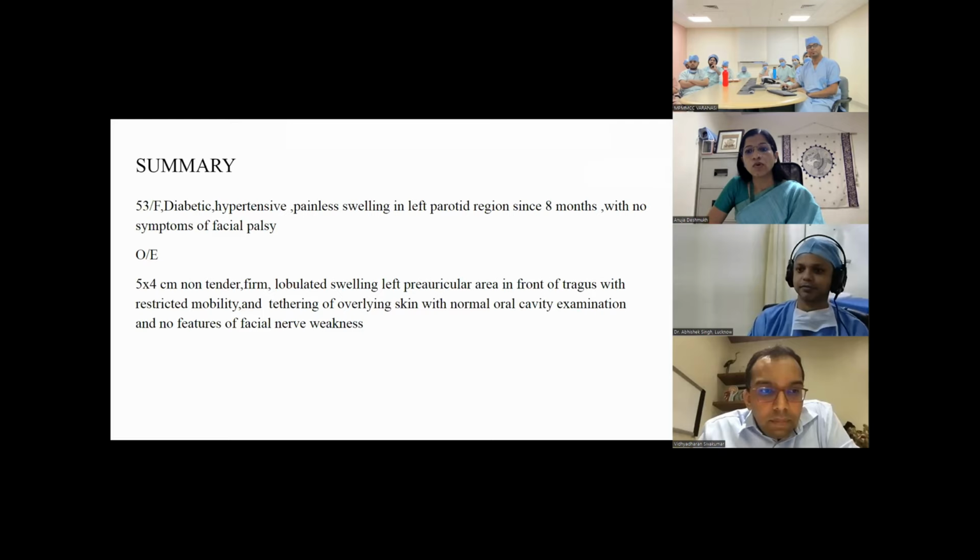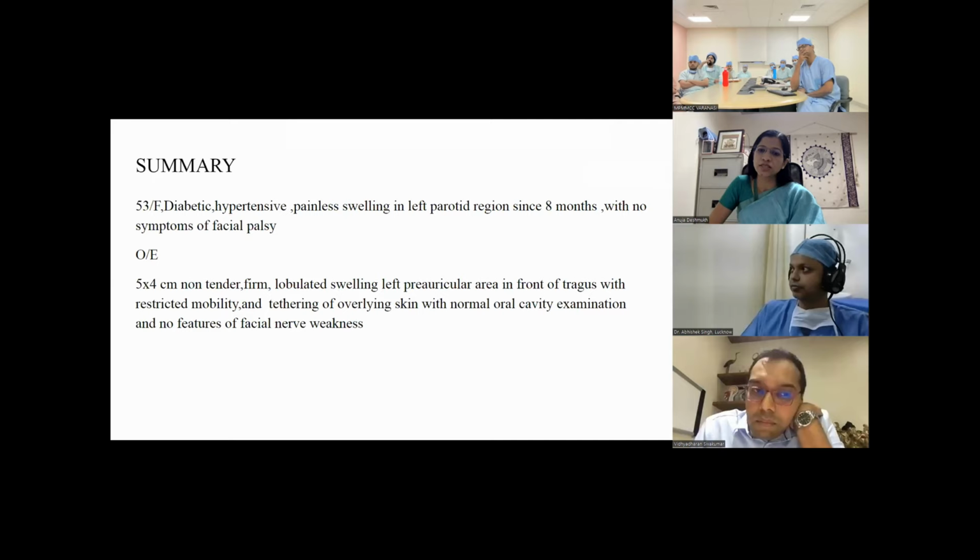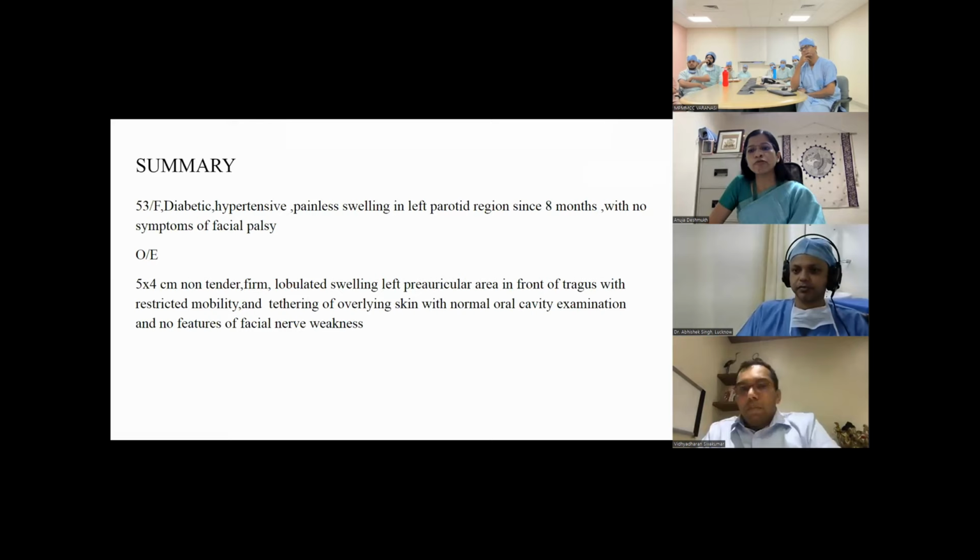It has good specificity, but the CT scan has good sensitivity, and the sonography falls at about 60% for sensitivity. If you have a meta-analysis on that, please look into your review of literature in cases of parotid, because that will help you back up your management protocol, whatever you are going to suggest.